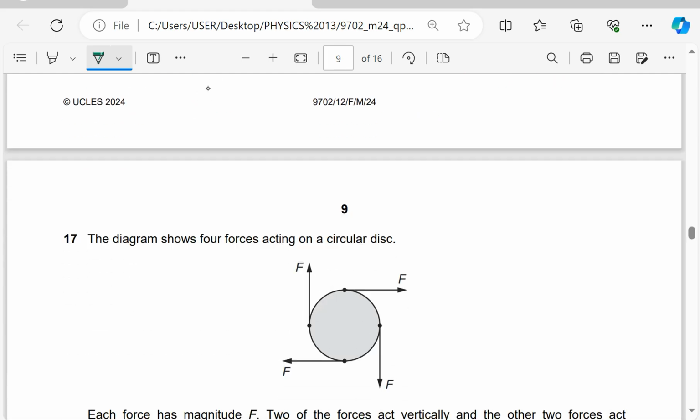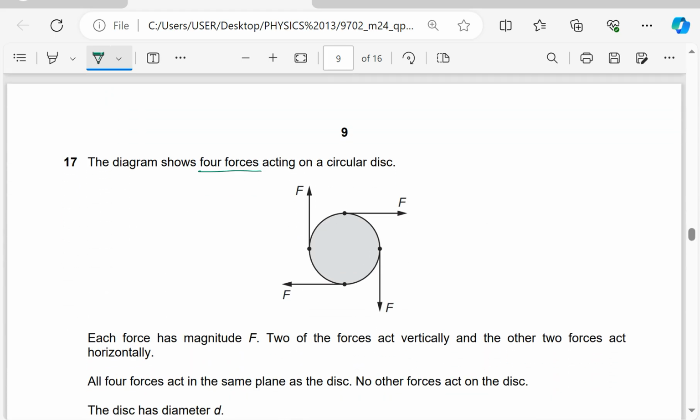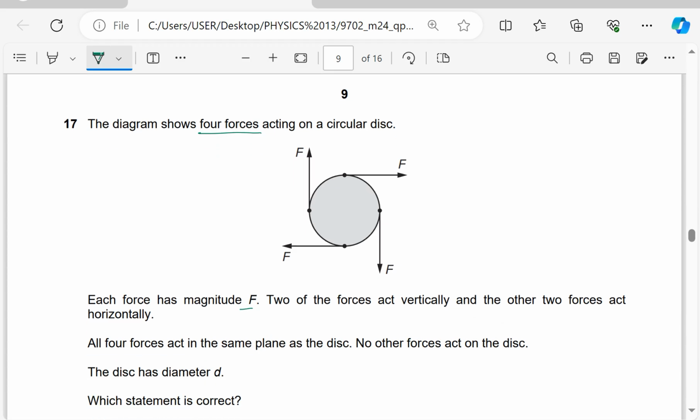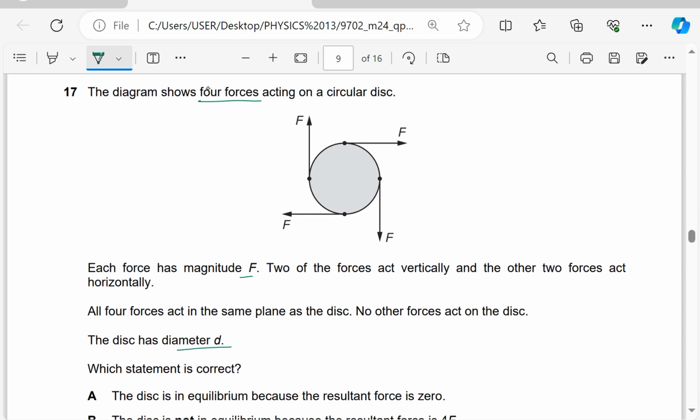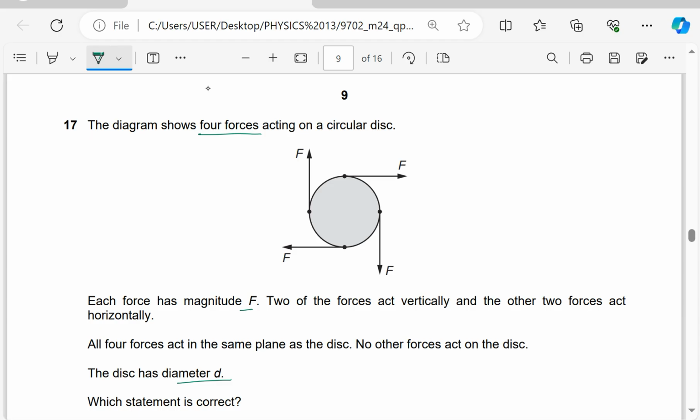The diagram shows 4 forces acting on a circular disk. Each force has a magnitude F. 2 of the forces act vertically and the other 2 forces act horizontally. All forces act in the same plane as the disk. No other forces act on the disk. The disk has diameter d. So this distance is d.